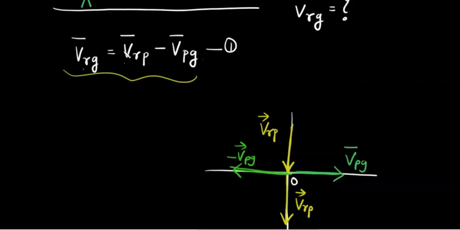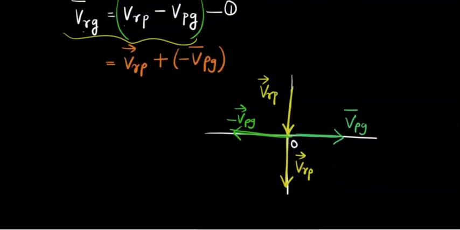Now you can see this equation in this way. This can be written as V bar RP plus minus of V bar PG. That means if I add these two vectors, V bar RP and minus of V bar PG, then I will get the velocity of rain with respect to ground. So the velocity of rain with respect to ground will be somewhat like this. This is the resultant of these two vectors.